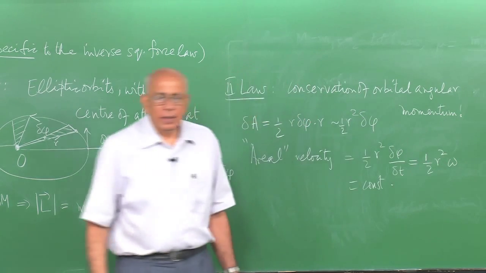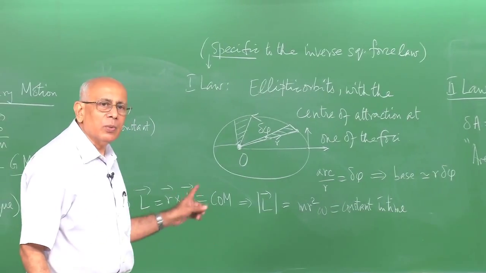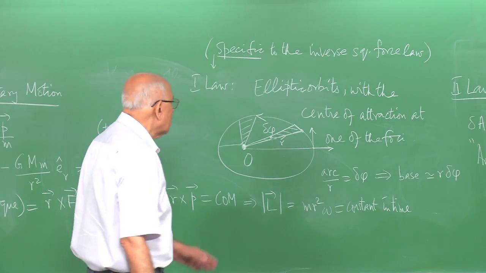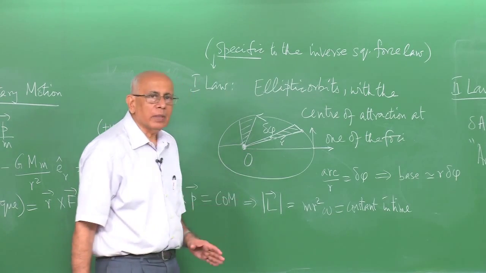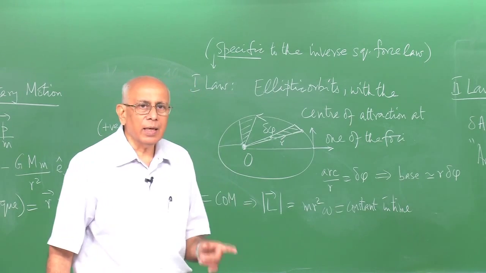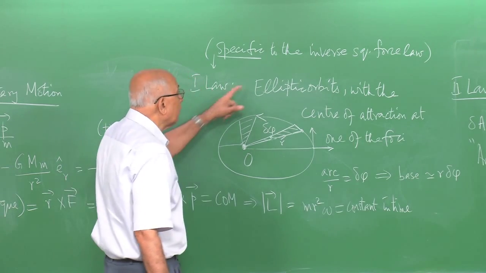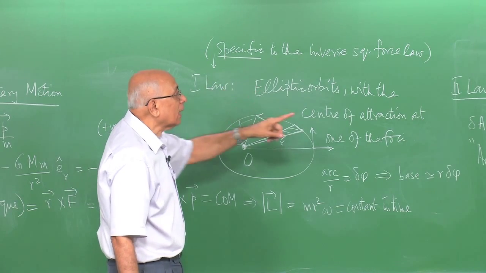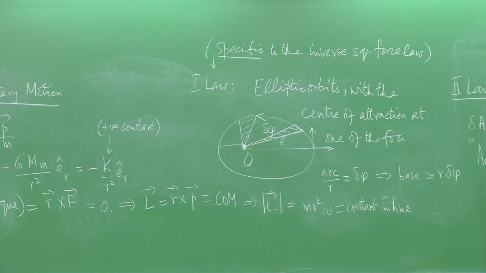So the point I want to make is that Kepler's second law is not specific to the inverse square law of force. It is in fact a general statement. It says that there is no torque on this particle in a central force, therefore its orbital angular momentum is a constant of the motion, both in direction as well as magnitude, and that's all it's saying. So while the first law is specific to the inverse square law of force, the second law is true in general, valid for all central potentials.